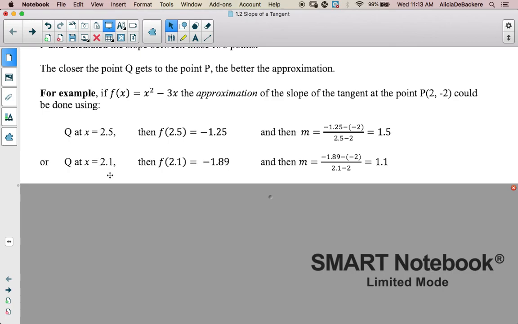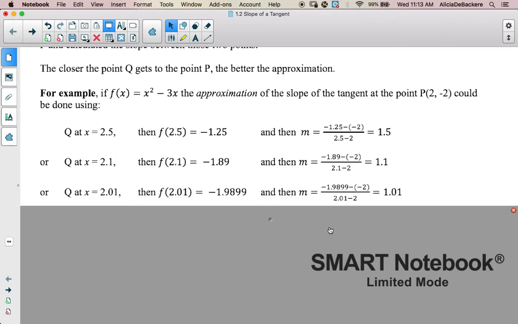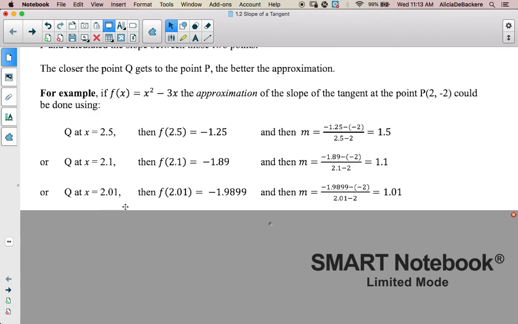Now I'm sliding so I'm only 0.1 away from the point I'm actually interested in, x equals 2. I find the y value, I find the slope, and now it's 1.1. So I'm getting a different answer here, and I'm probably getting closer to the actual slope of the tangent. I can slide a little bit closer, and this is usually where we ended up in advanced functions, 0.01 past the point that we are interested in. And there I come out with a slope of 1.01. So if I take a look at these slope values, what I notice is that they're getting closer to 1.